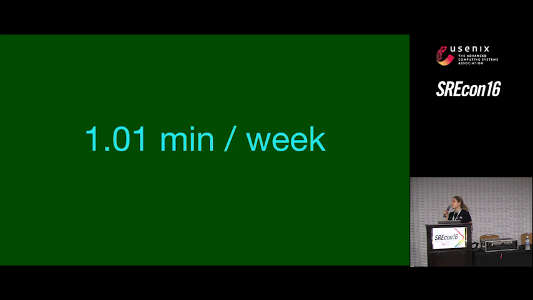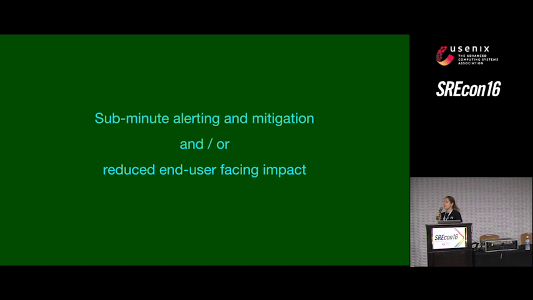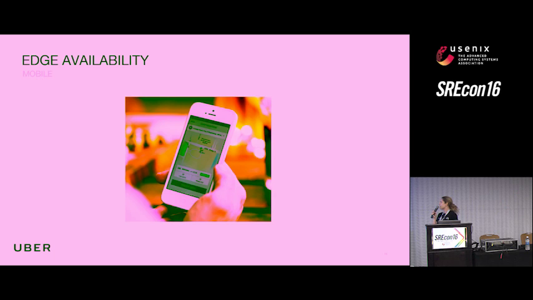So as you know, 4 nines of availability means we can be down for just over 1 minute per week. And so that means we need sub-minute alerting and mitigation, or alternatively, we have to reduce the end-user impact if we have any outages that are going on. And today I'm going to talk predominantly about the first part, sub-minute alerting and mitigation.